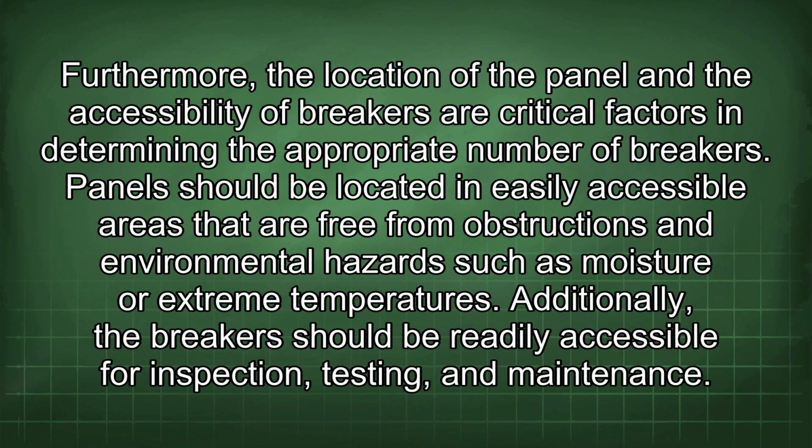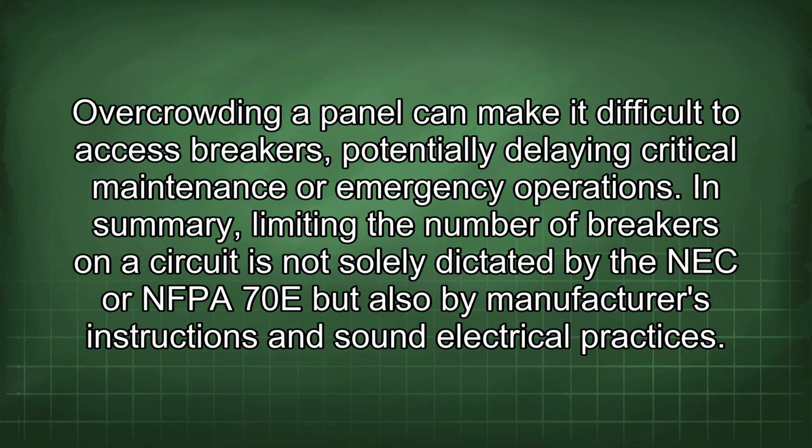Furthermore, the location of the panel and the accessibility of breakers are critical factors in determining the appropriate number of breakers. Panels should be located in easily accessible areas that are free from obstructions and environmental hazards such as moisture or extreme temperatures. Additionally, the breakers should be readily accessible for inspection, testing, and maintenance. Overcrowding a panel can make it difficult to access breakers, potentially delaying critical maintenance or emergency operations.